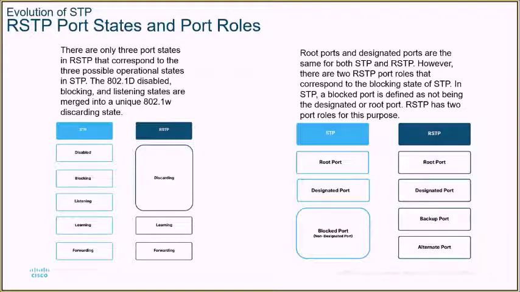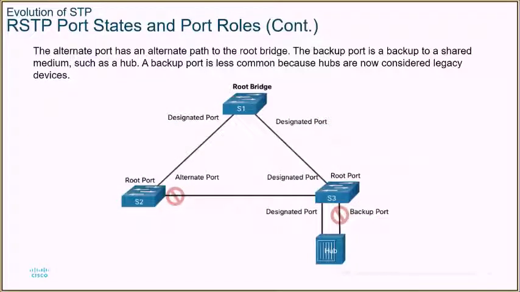However, there are 2 RSTP port roles that correspond to the blocking state. In STP, a blocking port is defined as not being a designated or root port. RSTP has 2 port roles for this instance: backup port and alternate port. The alternate port has an alternate path to the root bridge. The backup port is a backup to the shared medium, such as a hub. A backup port is less common because hubs are now considered legacy devices, and not many of them are about, thankfully.